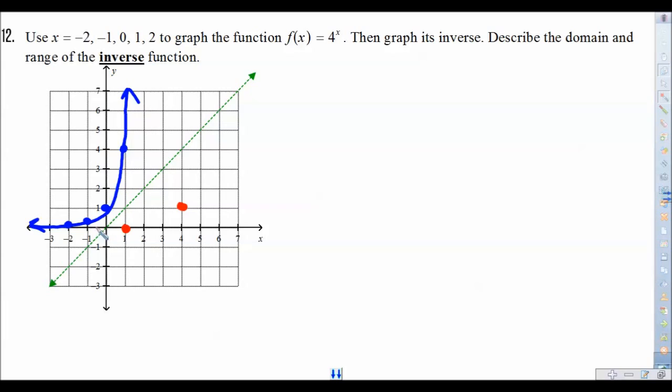How about these ones here? That was negative 1, 1/4. So 1/4 and negative 1. And then a 16th and negative 2. Looks great.